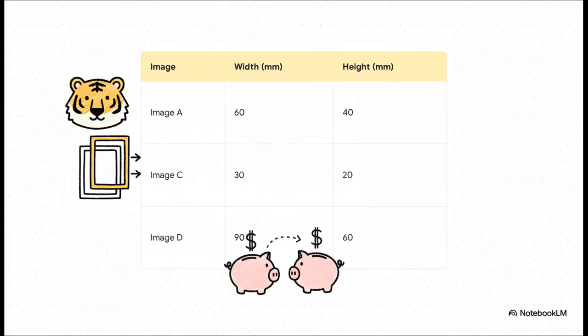Okay, now for the really interesting part. Let's look at the numbers behind the pictures. The first picture was 60 millimeters wide and 40 high. The small one is 30 by 20. And the big one is 90 by 60. Just take a second and look at those numbers. Do you see some kind of a pattern? Some connection between the width and the height?